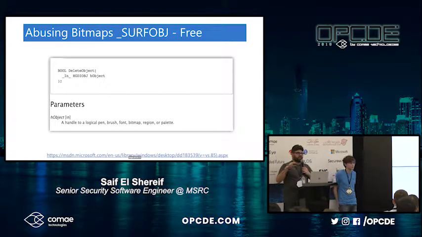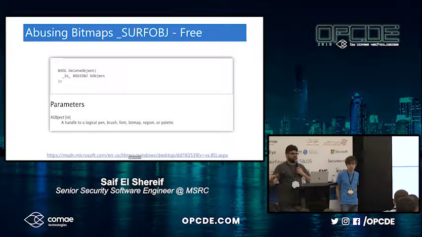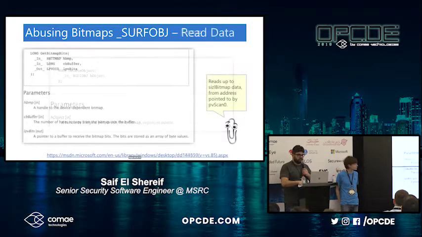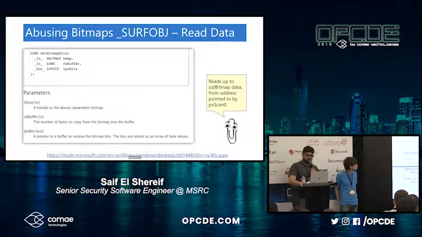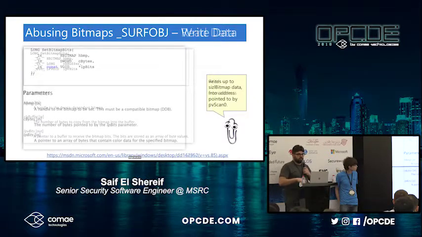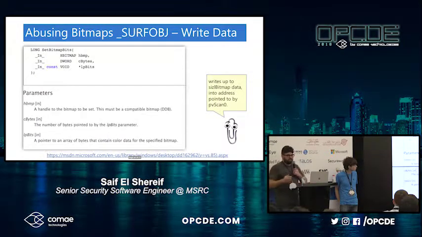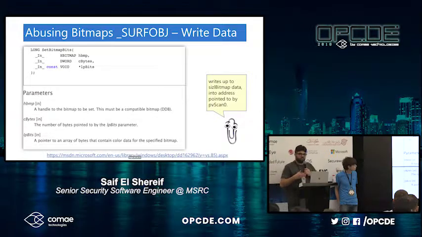Remember, we talked about getting the kernel memory into a deterministic state using a series of allocations and deallocations, so this will be easily done using these specific functions. Then you can read from the bitmap data using GetBitmapBits. This will read up to sizlBitmap, which is the width and height of the bitmap, data from the address pointed to by pvScan0. And you can write data using SetBitmapBits, which writes up to sizlBitmap data into an address pointed to by pvScan0.